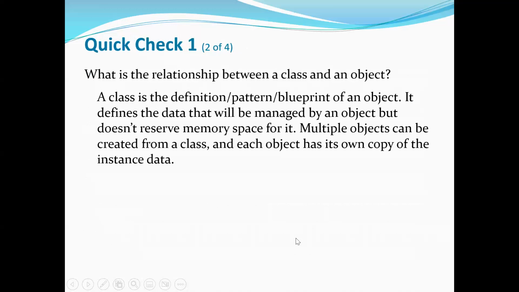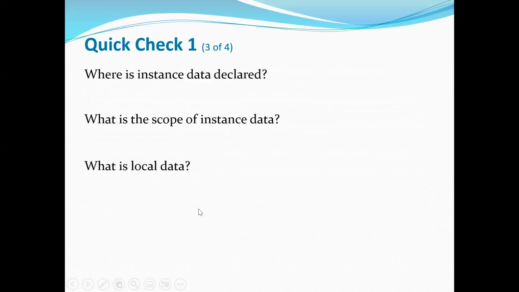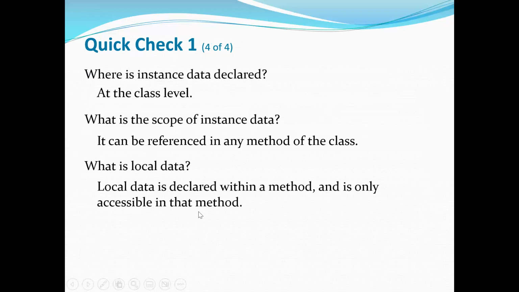So we have a quick check here. What is the relationship between a class and an object? A class is the definition, the pattern, the blueprint of an object. It defines the data that will be managed by an object, but doesn't reserve memory space for it. Multiple objects can be created from a class, and each object has its own copy of the instance data. Now, where is the instance data declared? Always at the class level.